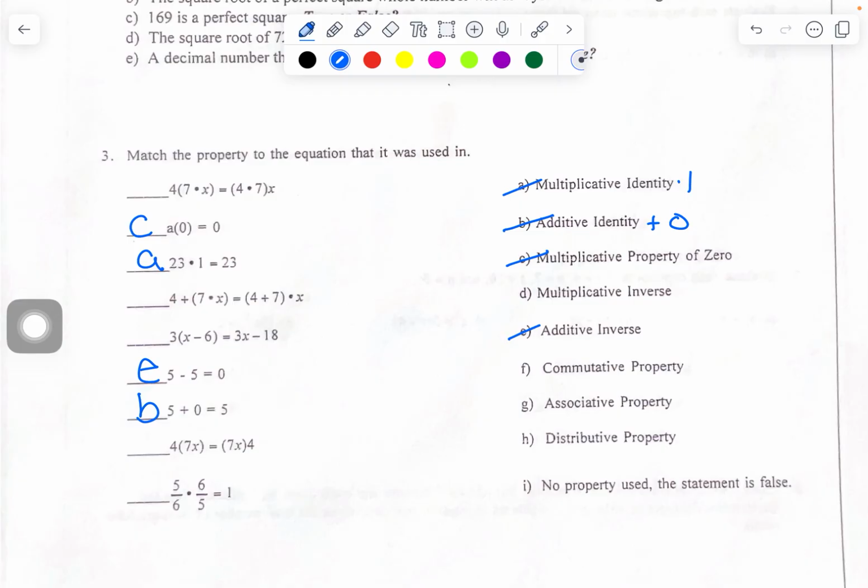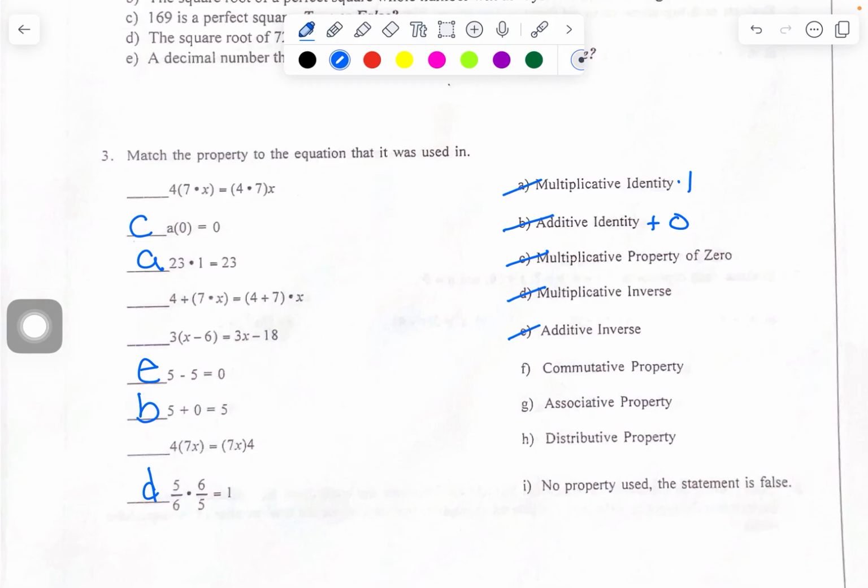Then I get into the inverse properties. Inverse reminds me to think of opposite. So when I take a look at additive inverse, that would be a positive 5 and a negative 5, or 5 minus 5, which would be letter E. If I go to multiplicative inverse, that is multiplying by the reciprocal. So which one has me multiplying by the inverse or the reciprocal? The very bottom one would be D.